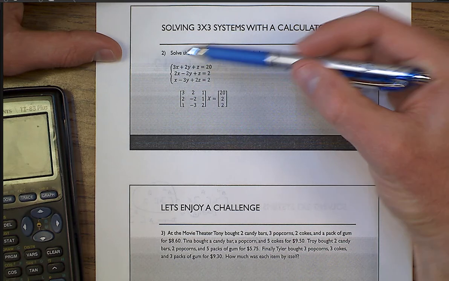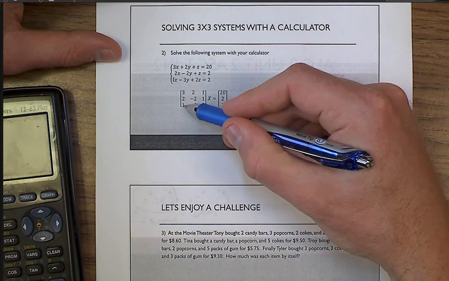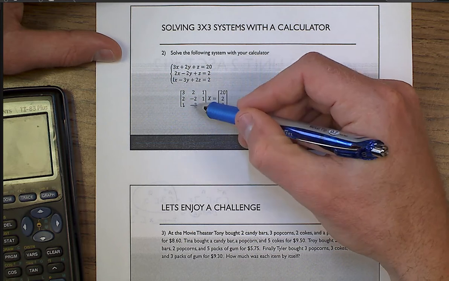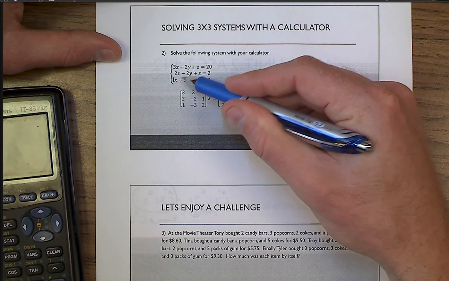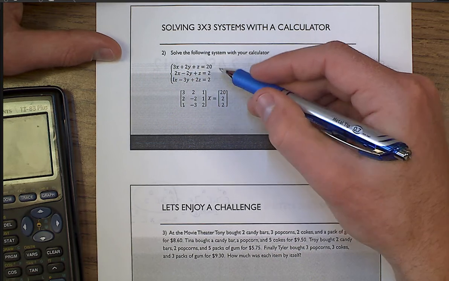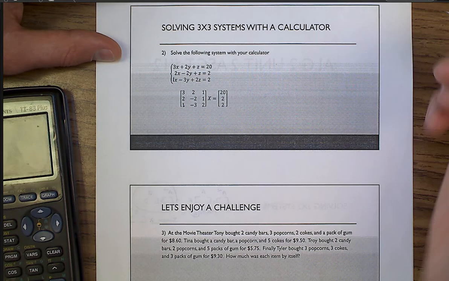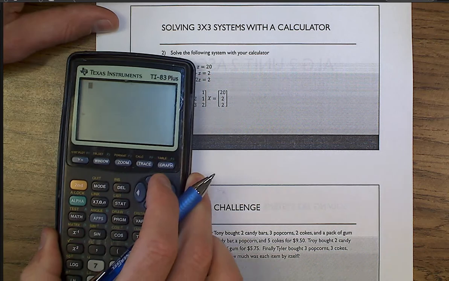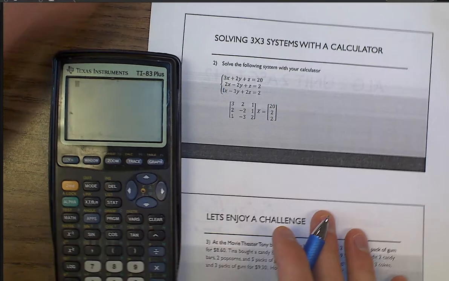Please remember, don't put a 0 there. That's a 1 there. 2, -2, -3. You remember your symbols here, your signs go with the numbers. 1, 1, and 2. Again, don't forget the 1s there. 20 and 2. So we need to put this into our graphing calculator. Let me slide this over here. Straighten this out for you.